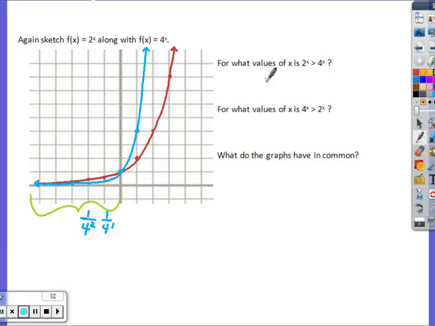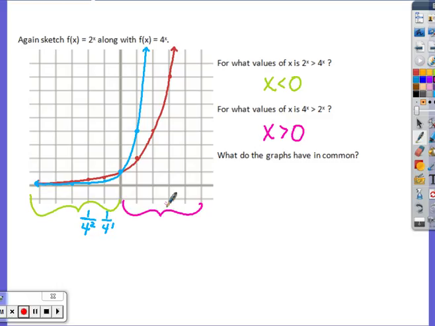For what values of x? For x's less than 0. But then sometimes 4 to the x is bigger than 2 to the x, right? For when? Over here. Good. Why is that? Right. The base is bigger. And you're not reciprocaling it over there, not flipping it over there. Yeah, so these were making them so tiny, where the opposite effect is on the other side of the graph.